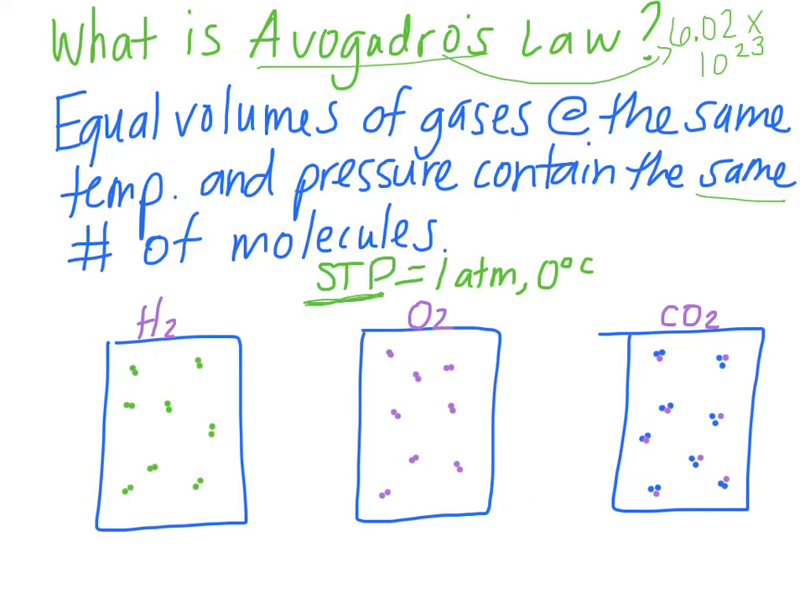So they have the same number of molecules in each container, and since these are gases that are at STP, they're occupying all the same volume, which is also a number that you need to memorize, which is 22.4 liters. Each of these containers, because it is at standard temperature and pressure, has the same number of particles and also the same volume. And so 22.4 liters will represent the volume of each of these gases, regardless of the fact that they are different types of gases and they have different masses.